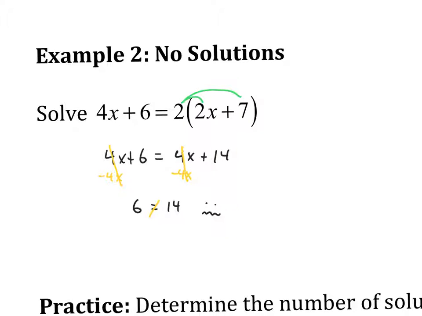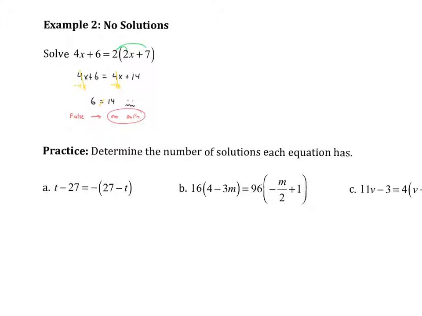So now we have to interpret. Because this is false and also unhelpful, we have to interpret it to be no solution. In other words, there is no number ever, no number, no letter, no symbol, nothing that would ever make this a true statement. So our conclusion is no solution.